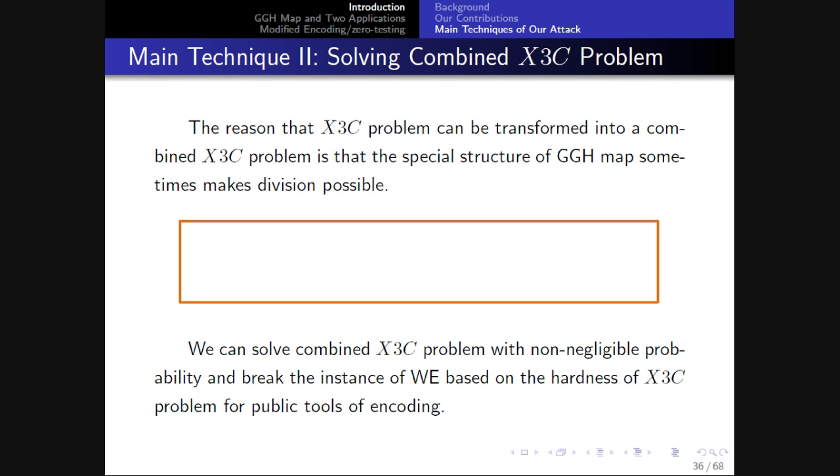Main technique two, solving combined X3C problem. The reason that X3C problem can be transformed into a combined X3C problem is that the special structure of GGH map sometimes makes division possible. Now, here is a simple illustration. If we have the equation A times B equals C, then we can solve B to be equal to A to minus 1 times C. We can solve combined X3C problem with non-negligible probability and break the instance of WE based on the hardness of X3C problem for public truth of encoding.